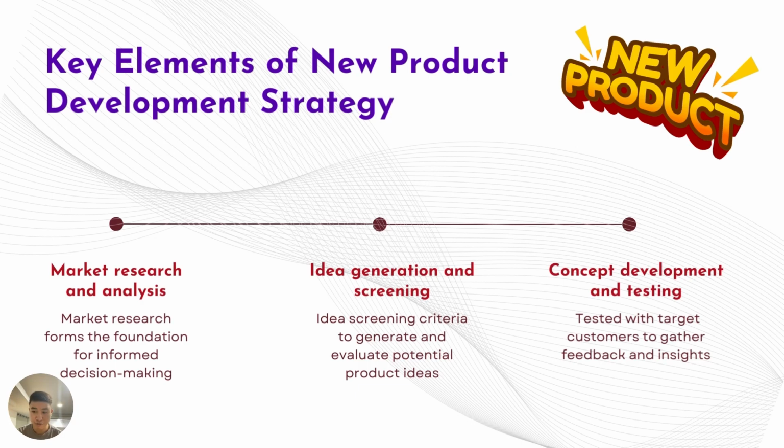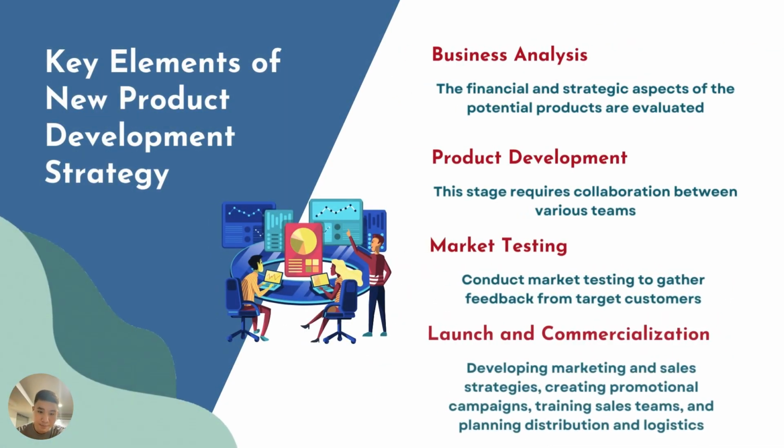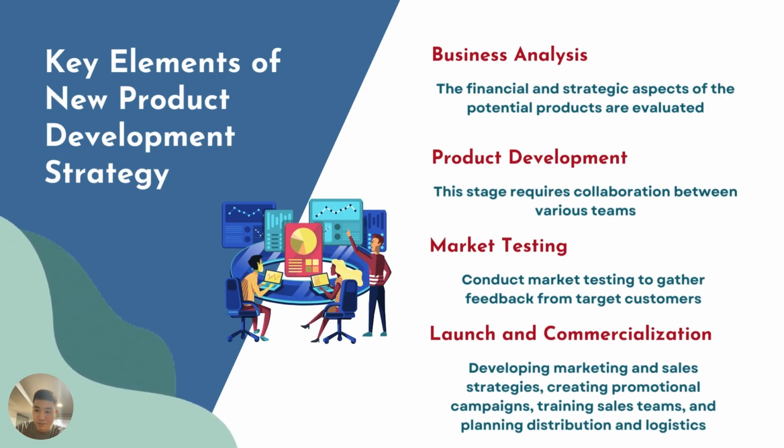Once all the ideas are generated, we will move on to the second part of the key elements of new product development strategy. The third element is the concept development and testing. Once the idea is generated, the next step is to refine and validate them through the creation of detailed product concepts. The concepts are then tested. The aspects of the potential product are evaluated.